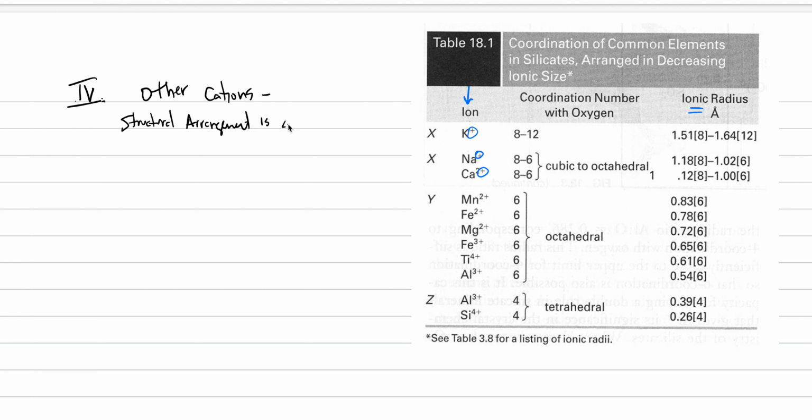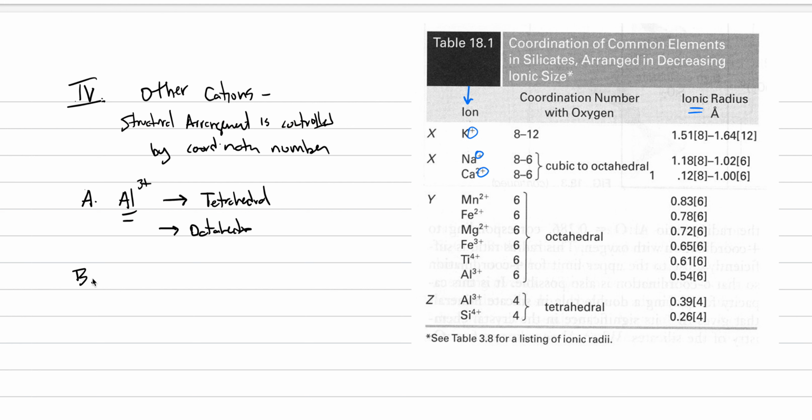Their structural arrangement is controlled by coordination number. And there's 2 main groups I want to bring in here. One is just aluminum, because aluminum 3+ substitutes into silicate structure very, very often. And when aluminum 3+ is in a silicate mineral, it can either have a tetrahedral arrangement or it can be octahedral.